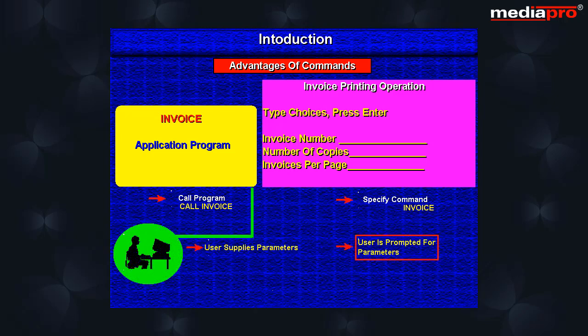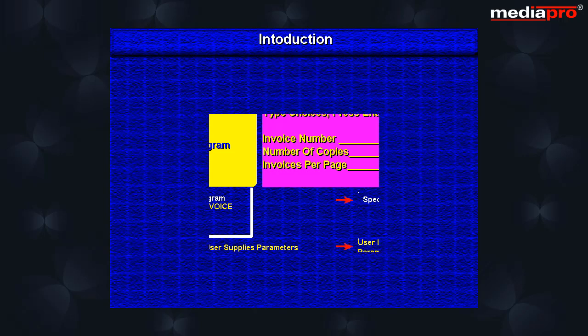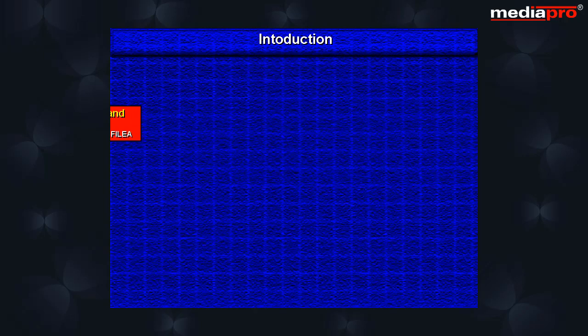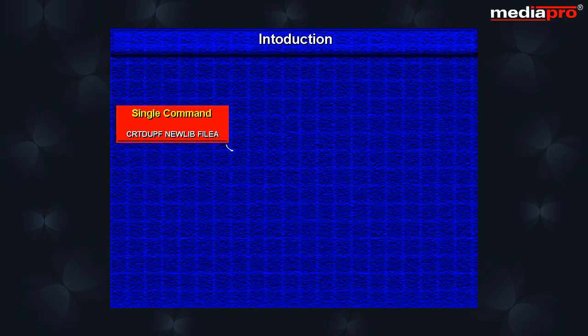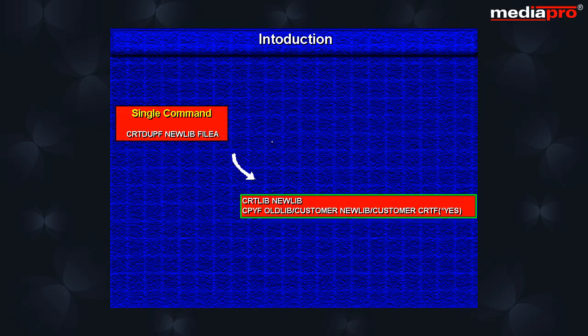A user can be prompted for command parameters, whereas he will have to remember and supply the right parameters when calling applications. You can set default values for command parameters that will be passed on to the application program. One single command can be written that will run a series of commands that are used frequently.